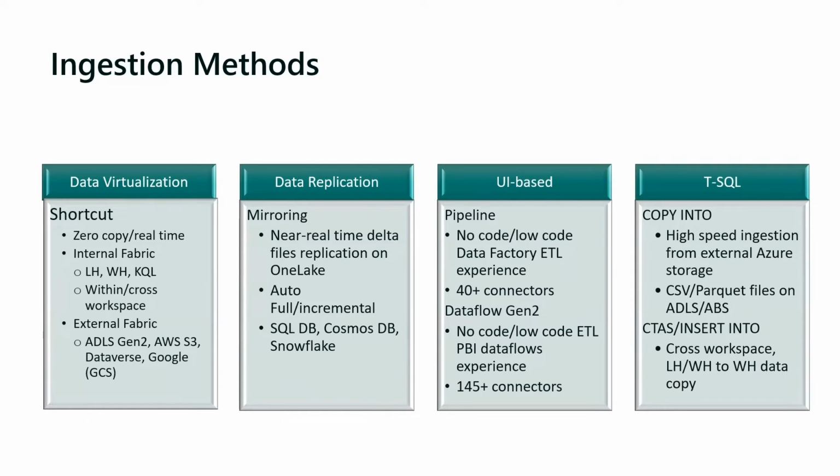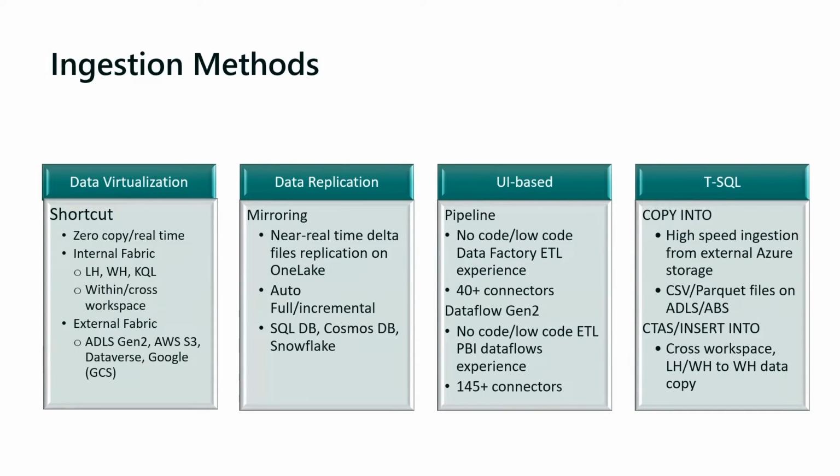There are several ways to ingest data into your Fabric Data Warehouse. Factors that can determine the best method include what is your latency requirements? What is your skill set? Your persona? What data sources are supported for each of these options? So we have four categories. We have data virtualization, data replication, UI-based, and T-SQL.